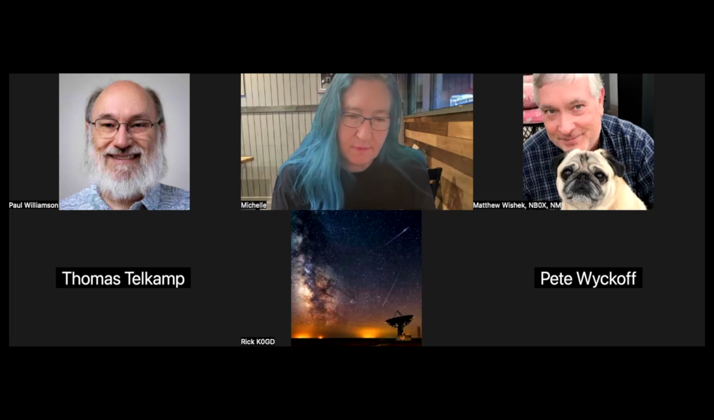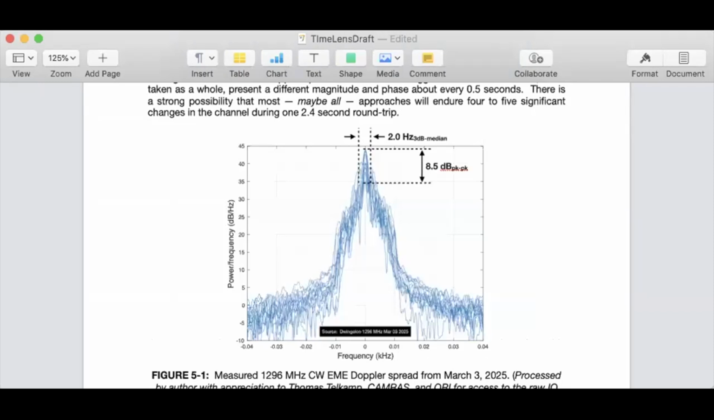I'll share one other picture here quickly. Actually, this one. That movie you made was also really nice. Oh yeah, there's a movie too. I should have probably pulled that up. This one was looking at a bunch of captures from March 3rd, and you see that a CW line was sent, and it came back with a median 3 dB width of 2 hertz and an amplitude variation of 8.5. So based on that, it spread the line about 2 hertz.